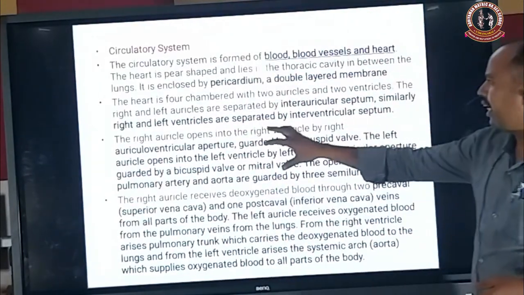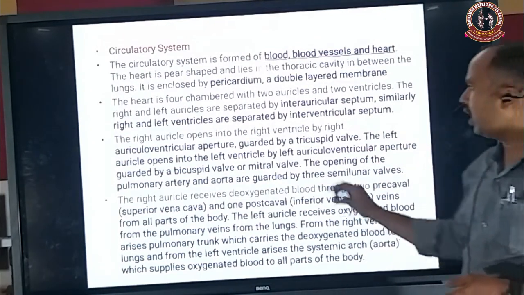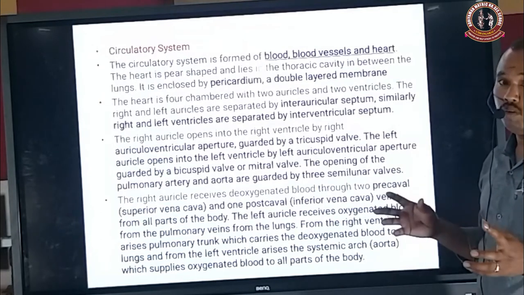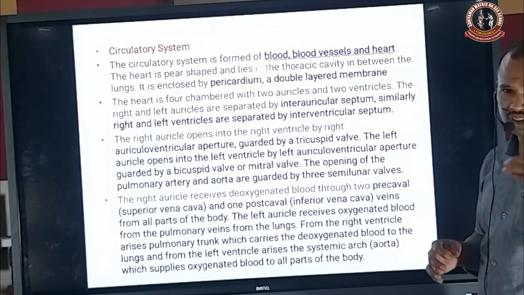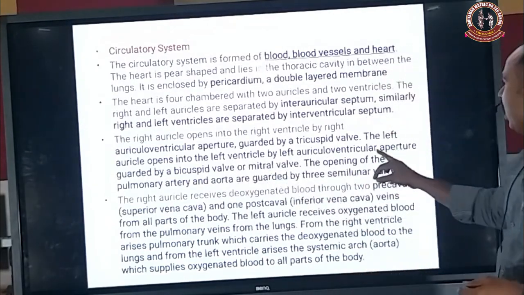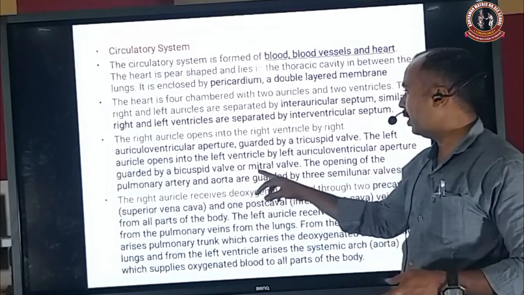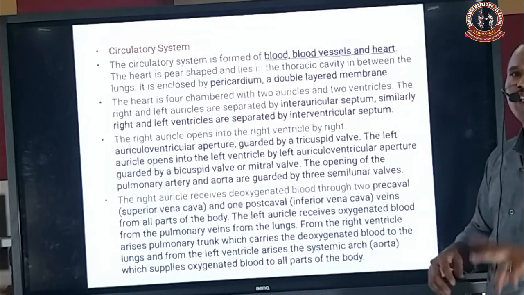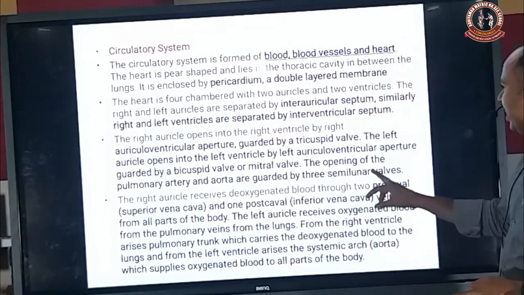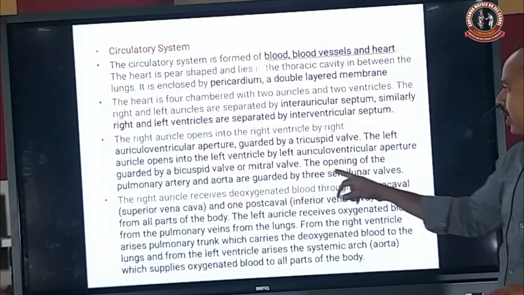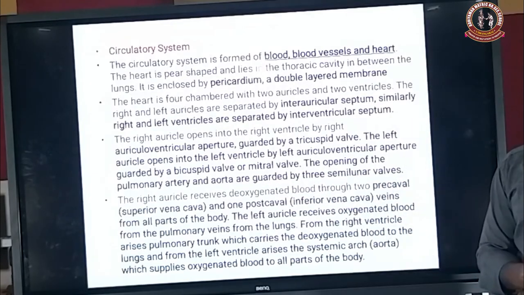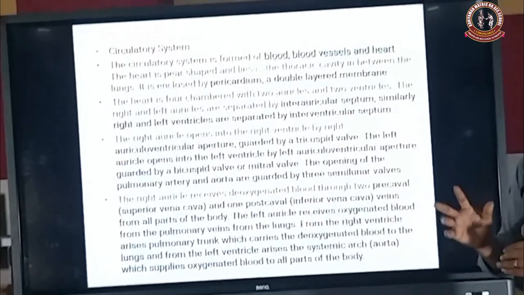Okay, and then the right auricle opens into the right ventricle by the auriculoventricular aperture, guarded by the tricuspid valve. Okay, the valves are very important for the normal function of systolic and diastolic functions. The left auricle opens into the left ventricle by the left auriculoventricular aperture, guarded by the bicuspid or mitral valve. The bicuspid valve is also called the mitral valve. Okay, the openings of the pulmonary artery and aorta are guarded by three semilunar valves, because they are majorly pumping the blood.